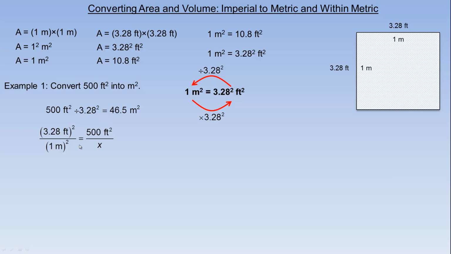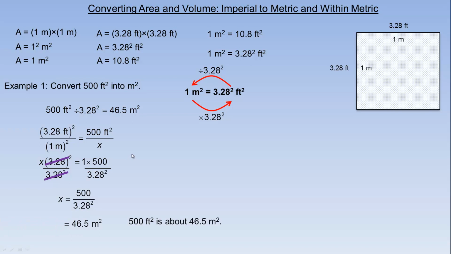If we cross multiply, and I'm going to drop the units here, this x is going to be multiplied by 3.28 squared. That would equal the product of 1. Well, 1 squared is 1, so I didn't bother to put the square here. Times 500. That feet squared is just units, so the 500 isn't squared. Now I want to solve for x here, so what I would do is divide out the 3.28 squared. So here's my calculation. 1 times 500 is just 500, and we're dividing it by 3.28 squared. Well, that's the same thing I did up here. It's going to give us the same answer, 46.5 meters squared. So 500 square feet is about 46.5 square meters.